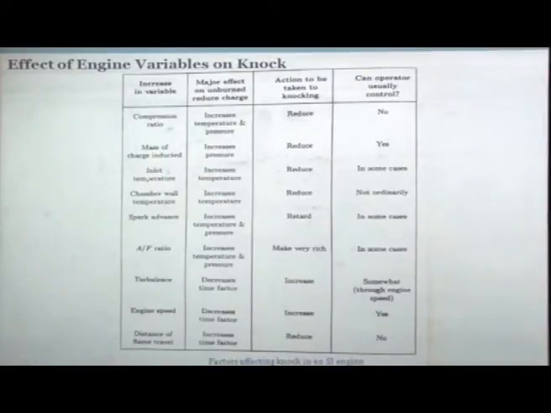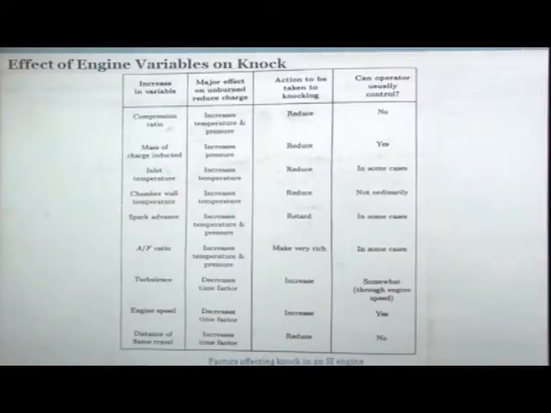Inlet temperature. If you have a higher inlet temperature, what will it do? It will increase the temperature at the end of the compression, and therefore it will lead to more knocking. So what needs to be done in order to reduce the knocking? You have to reduce the inlet air temperature. Can the operator usually control it? Usually not, but in some cases you can. There are charge coolers.